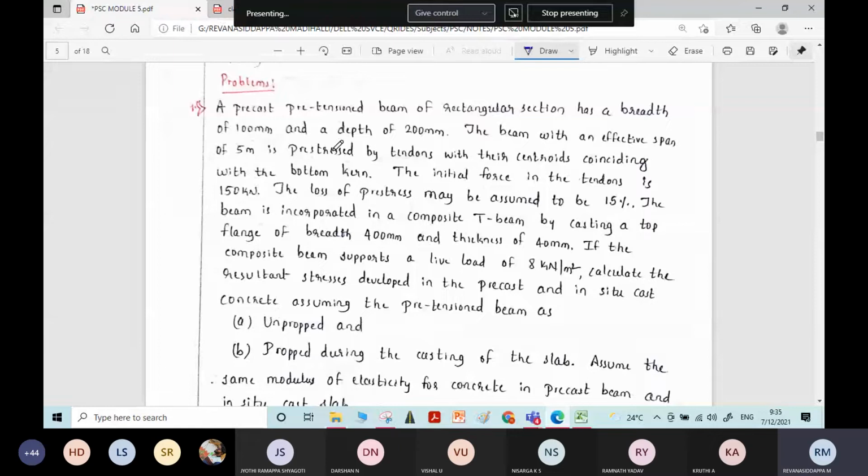Those who have understood module 1 properly can easily solve these problems, because 70 to 80% of the procedure is the same here. Only in the addition and the subtraction there is a difference.